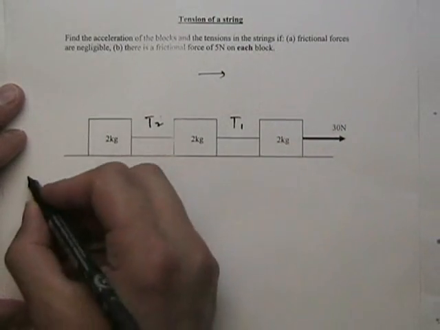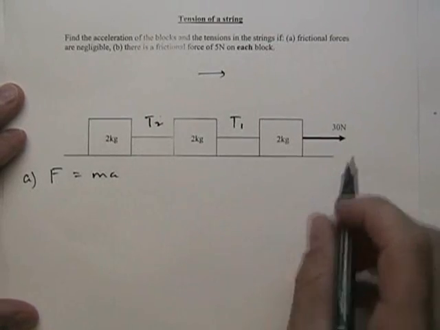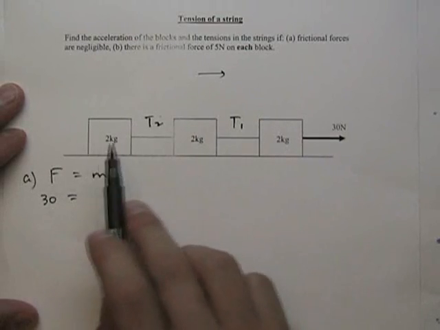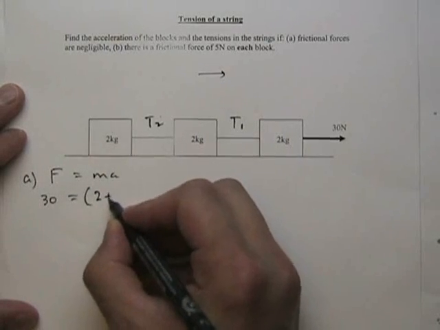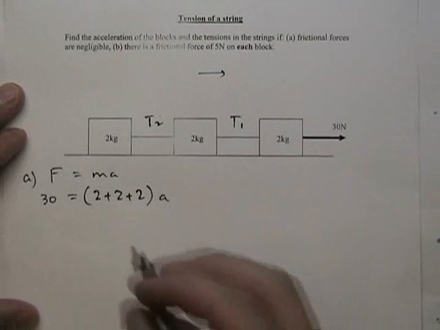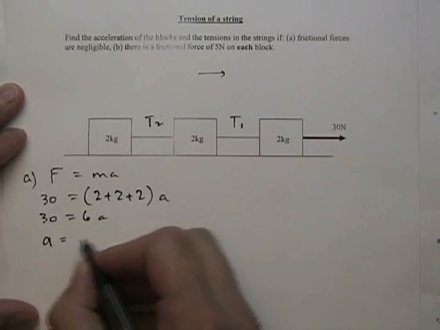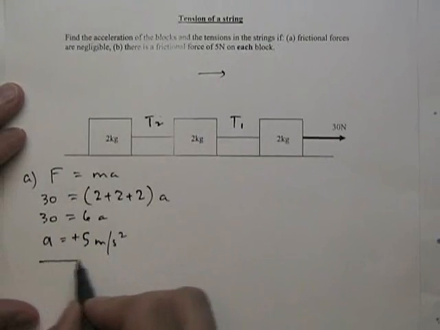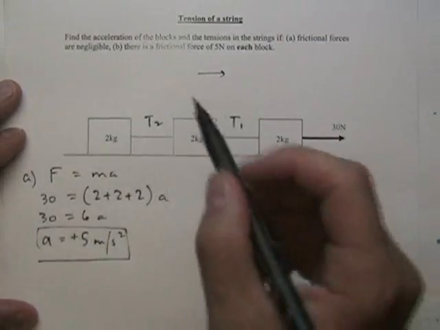So all we would do for part A is just go F equals ma. Your overall force is 30. Your overall mass is 3 masses, so you go mass plus mass plus mass, 2 plus 2 plus 2. Solve it out for your acceleration. So you get 30 equals 6a, and your acceleration in the end equals positive 5 meters per second squared. So there's our acceleration.